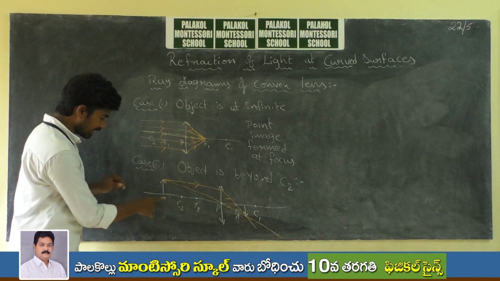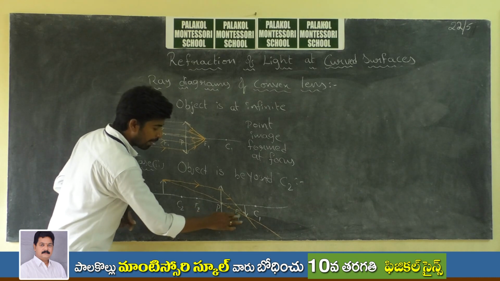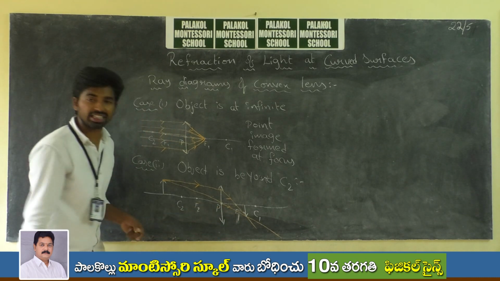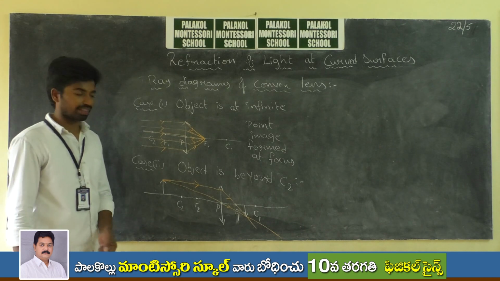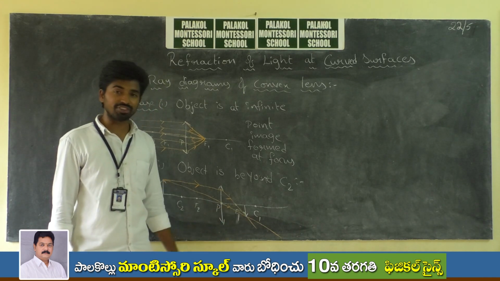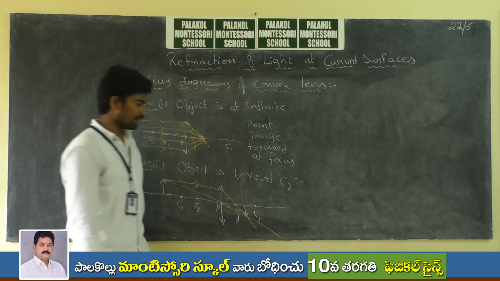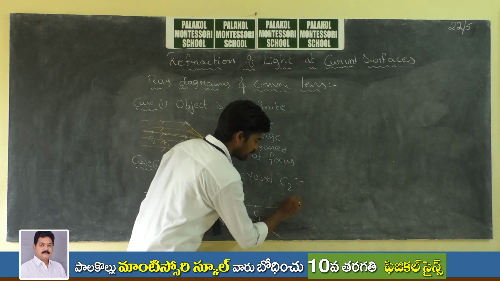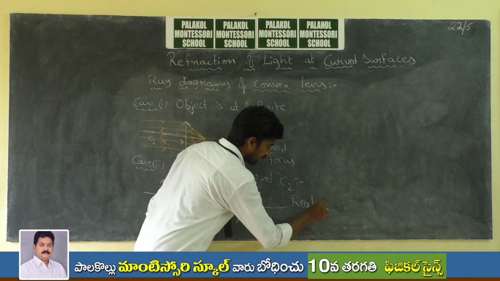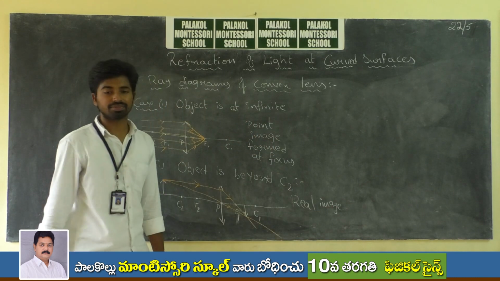When the object is placed beyond center of curvature C2, the image will be observed between the focus point F1 and C1. And this is a real image. What is the nature of the image? The image is a real image.